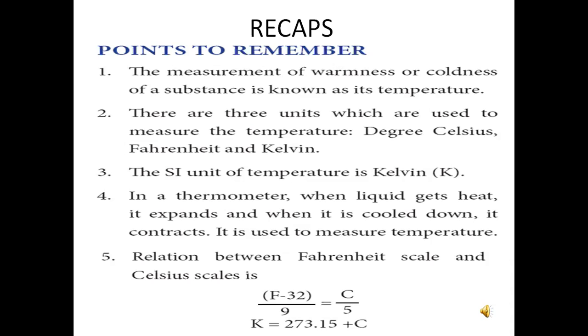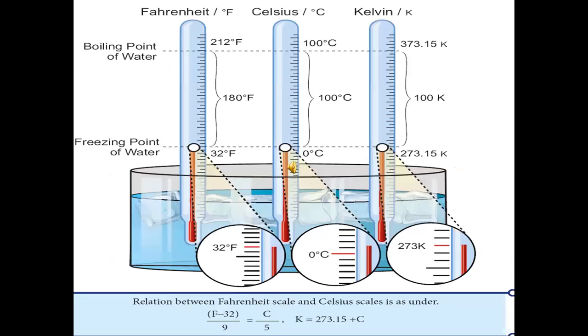Relation between Fahrenheit scale and Celsius scale is (F minus 32) by 9 equal to C by 5, and also Kelvin K equal to 273.15 plus C. Temperature in Celsius scale can be easily converted to Fahrenheit and Kelvin.